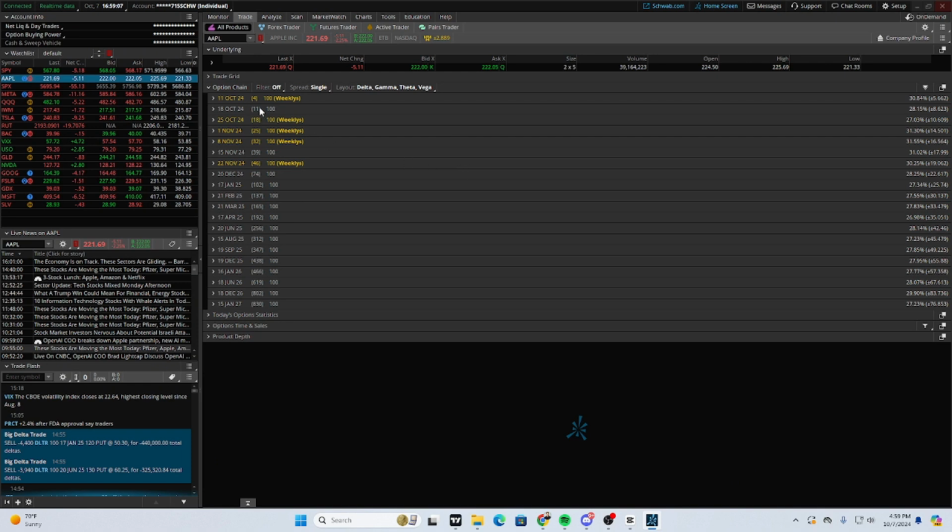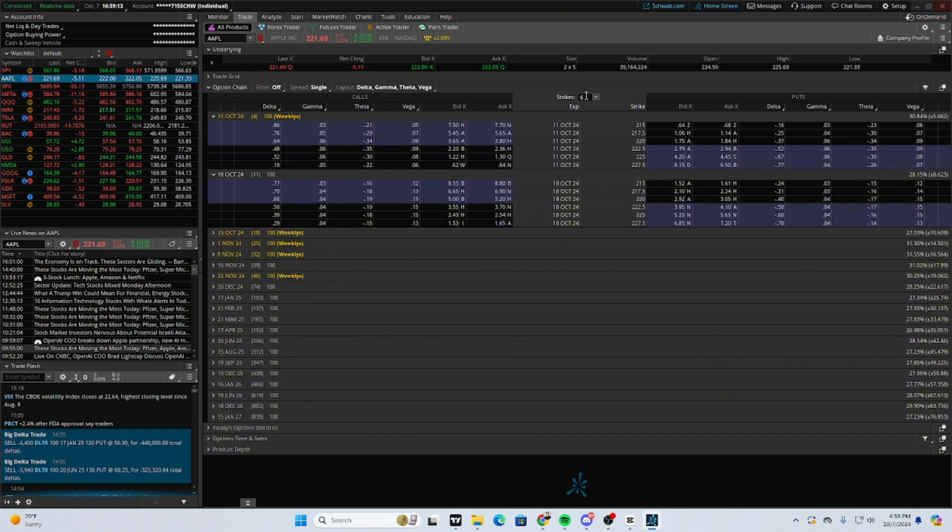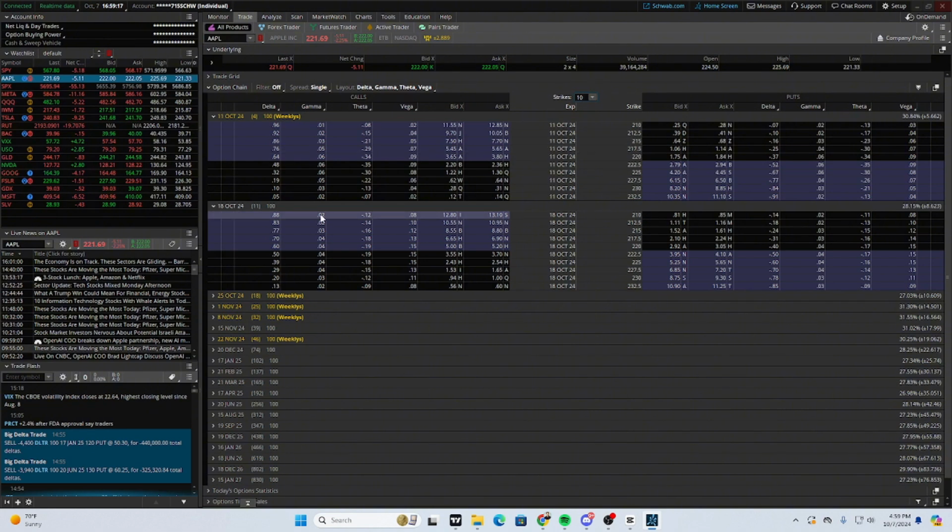If we go into the trade tab, we can see the option chain right here, right? So we're going to go ahead and open the option chain. Look at some of these. As you can see, it defaults to 6 strikes. We can change that to 10 strikes right here. Okay. And we see that it defaults to the basic option Greeks, right?